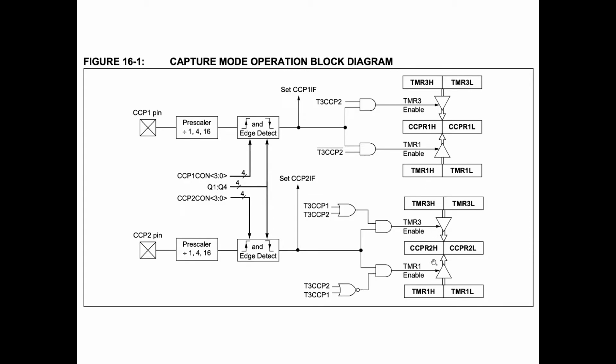The same goes in here, and depending on whether both of them are operational in capture mode and both of them are using timer 3, you'll be issuing the enable in both cases at the same time, depending on which CCP happened. Okay, so go through it slowly. It's pretty boring to explain what's happening here, but I'm going to show you an example of how we do it.